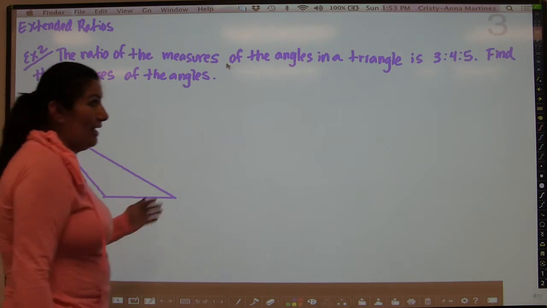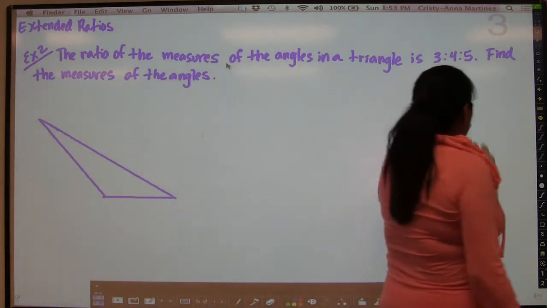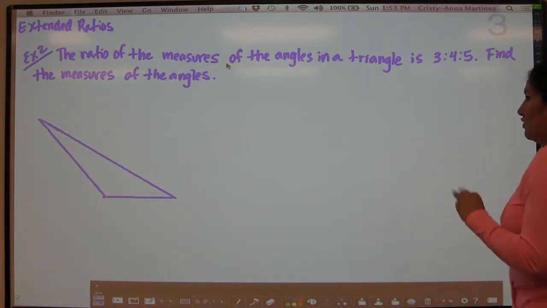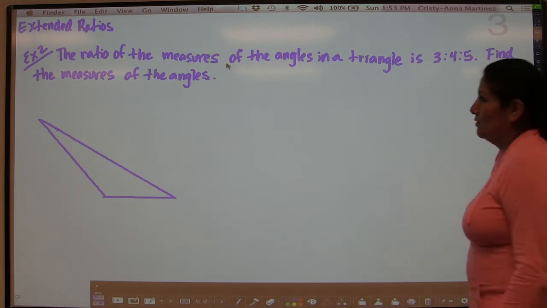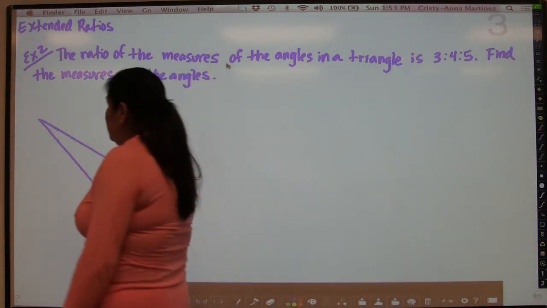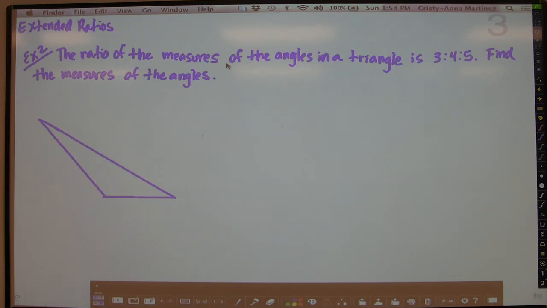So as before we had like A to B, we have now A to B to C. So there's actually 3 quantities being compared, but that's okay. I'm going to show you how to do that in this example. The ratio of the measures of the angles in a triangle is 3, 4, 5. Find the measures of the angles.